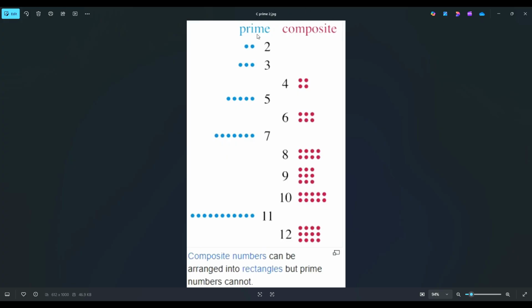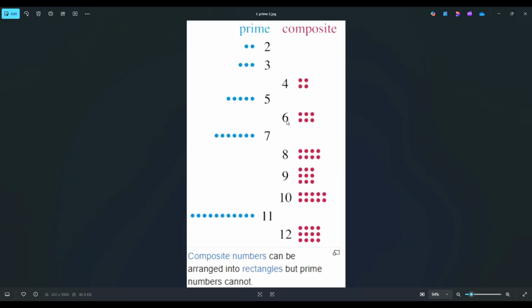Here you can see the prime numbers are grouped on the left side and the composite numbers on the right side. So 2 is divisible by 1 and 2 itself. Other than 1 and 2, it cannot be divided by any other number. Same for 3, 5 and 7. In this case, 7 can be divided completely only by 7 or 1 itself, so it cannot be divided by any other number.